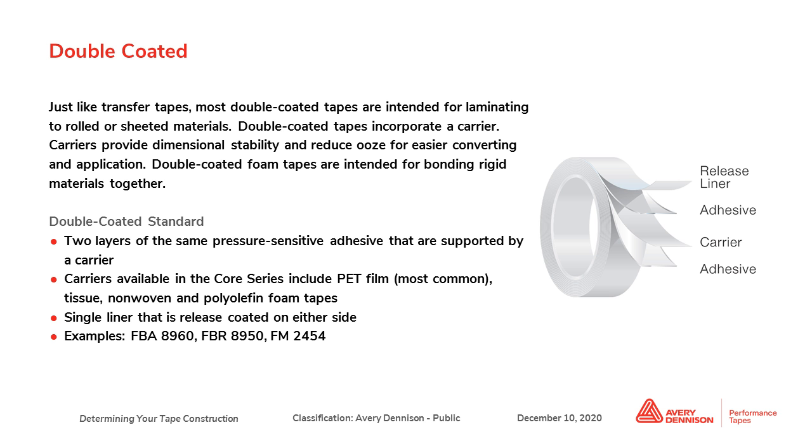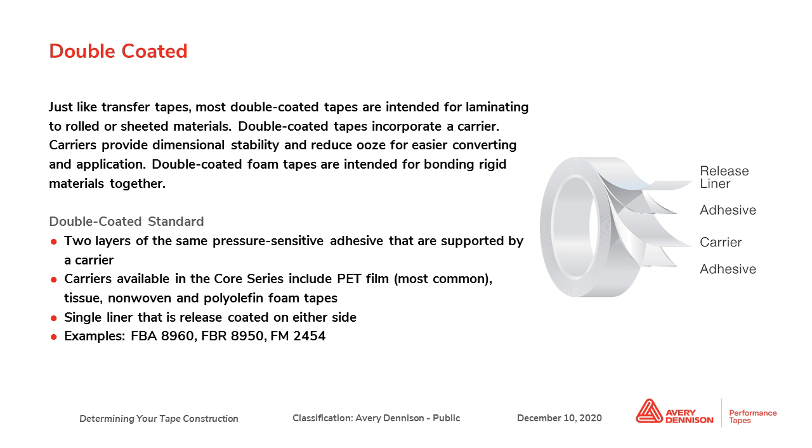Okay, now we're moving on to double coated tapes. And these are similar to transfer tapes in that they're both categorized as double-sided tapes. Okay, either side will be sticky from these tapes. But double coateds are going to be incorporating a carrier. Okay, again, just like transfer tapes, they're intended for laminating to rolled or sheeted flexible materials like foams and fabrics. But what's different here is going to be that carrier. That carrier in the middle there, sandwiched between two layers of adhesive, provides dimensional stability, and it helps reduce ooze for easier converting and application.